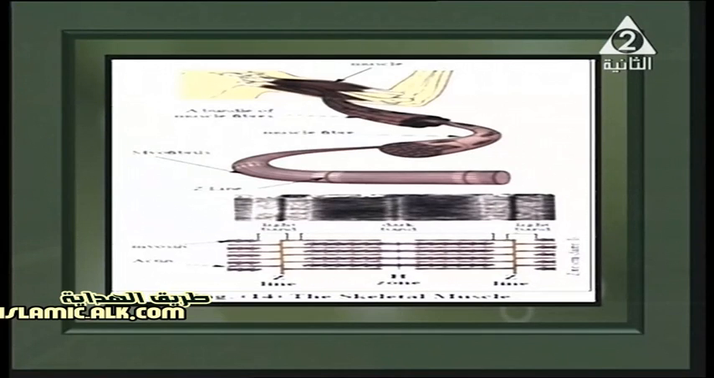And this is a form of the units that form the striated muscles. This is a form of striation, and the difference between Z line and H zone and I bands, A bands, and so on. So this is the shape of the skeletal muscle under the microscope.